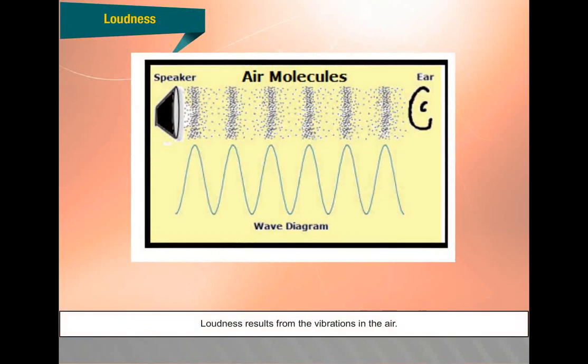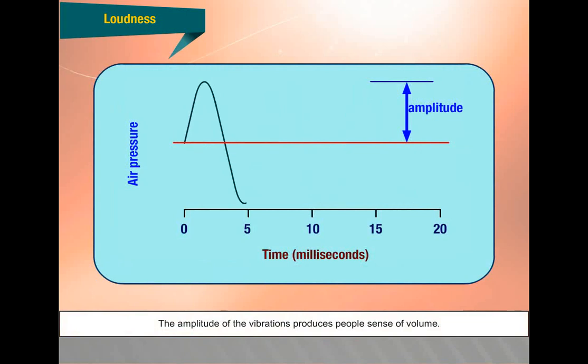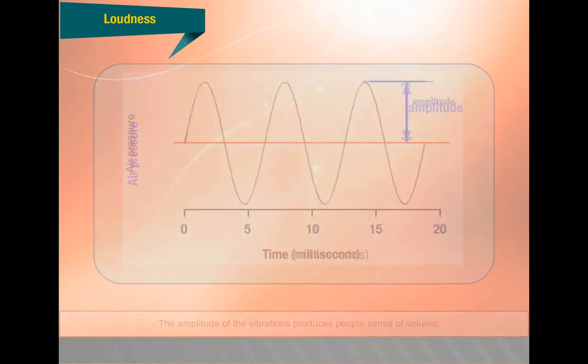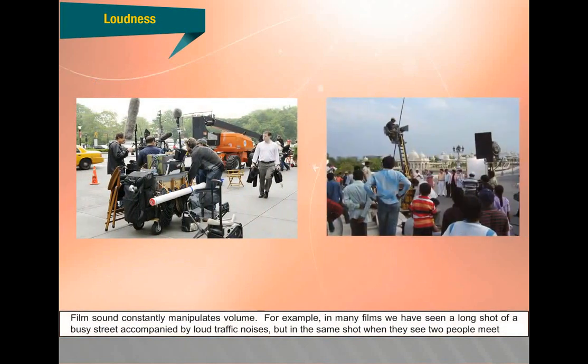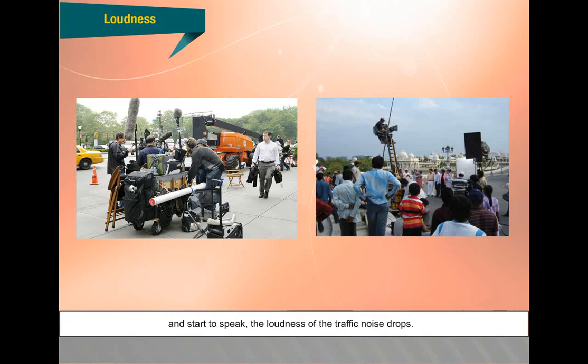Loudness. Loudness results from the vibrations in the air. The amplitude of the vibrations produces people's sense of volume. Film sound constantly manipulates volume. For example, in many films, we have seen a long shot of a busy street accompanied by loud traffic noises, but in the same shot, when they see two people meet and start to speak, the loudness of the traffic noise drops.